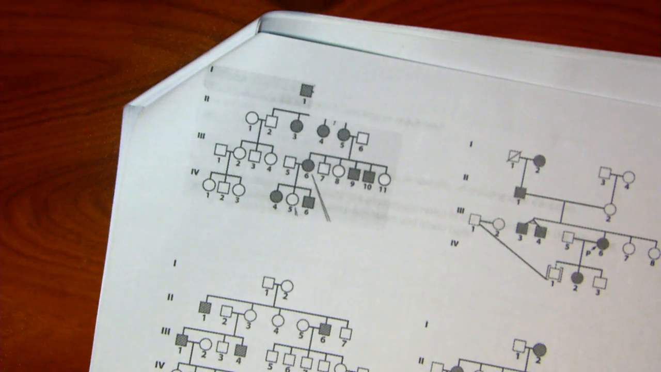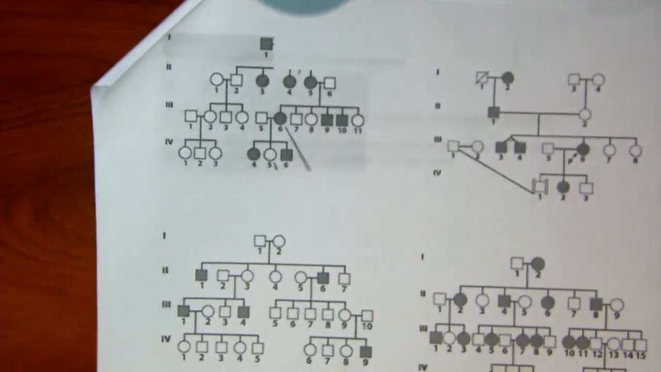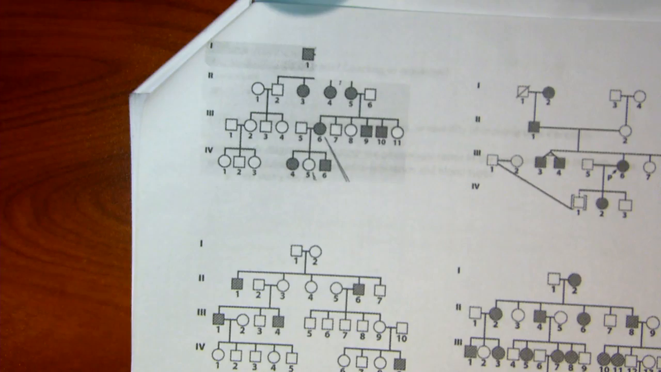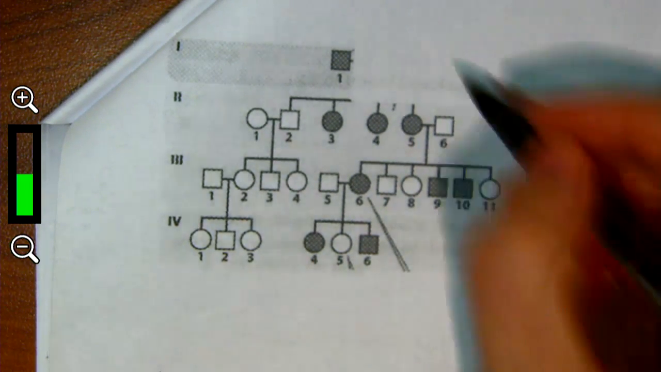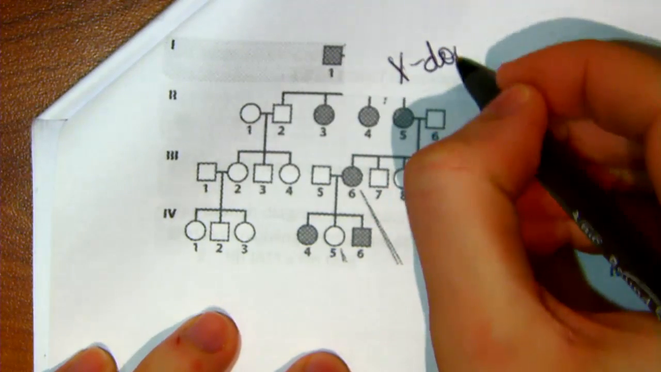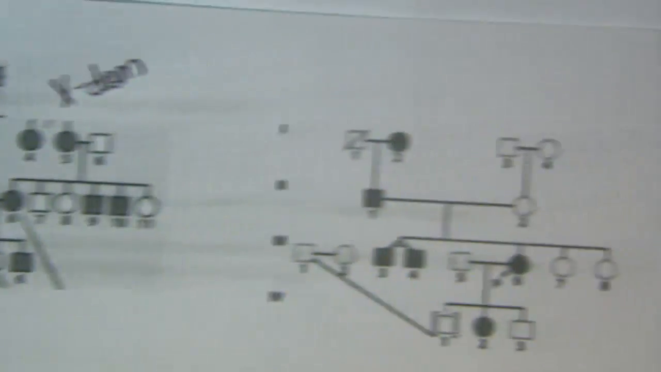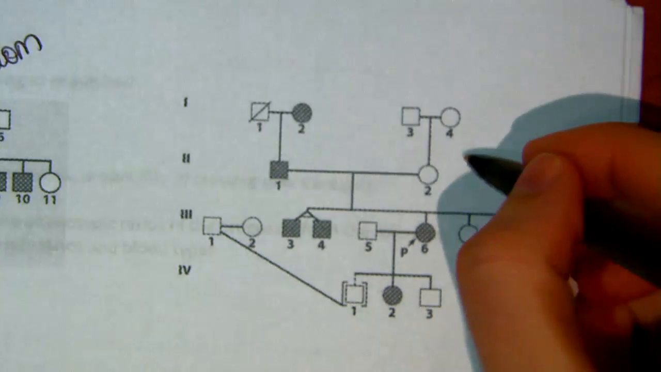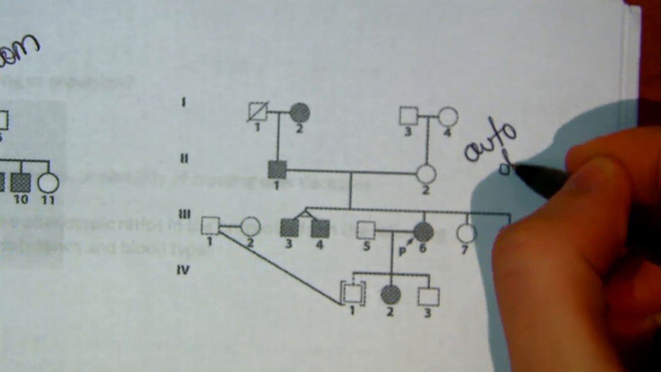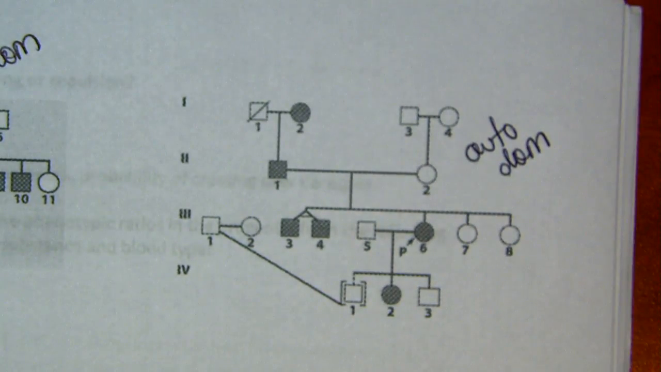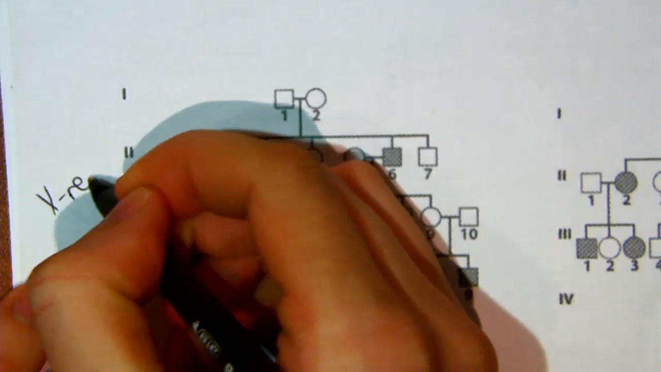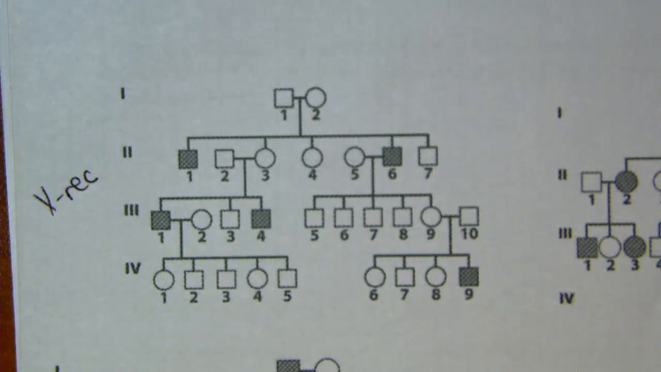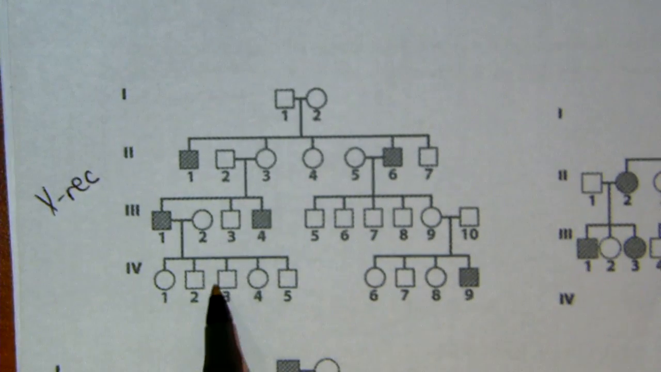Okay. So here's another page of pedigrees, and I would encourage you to try to work through some of them. This is a pedigree that I worked out to be autosomal dominant. This is another autosomal dominant. This is X-linked recessive, which again you can see because nobody's affected here.